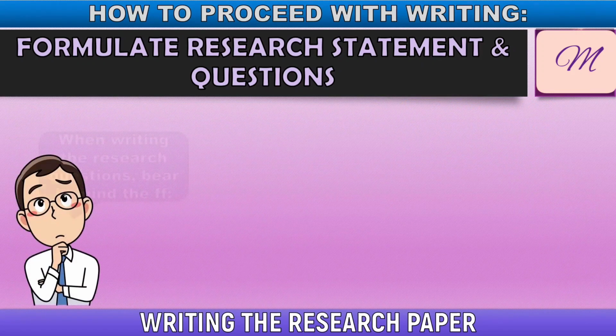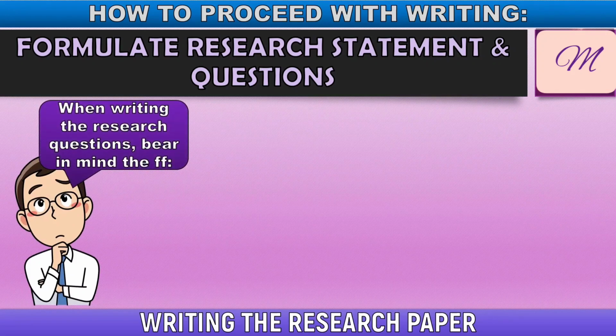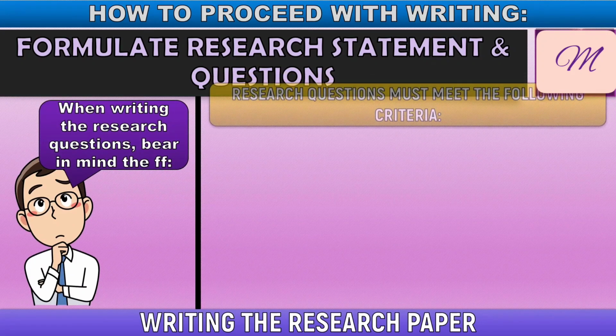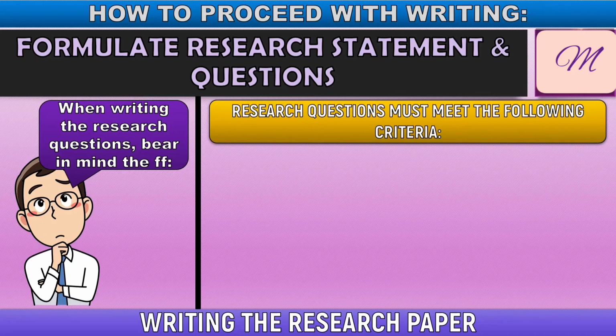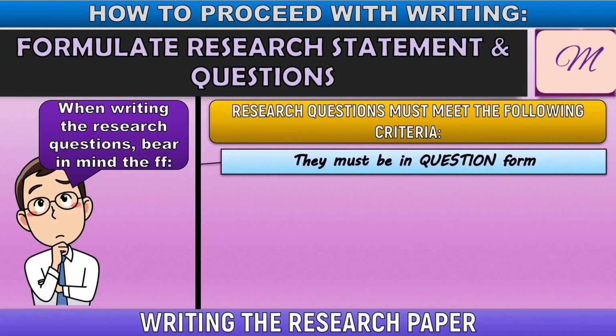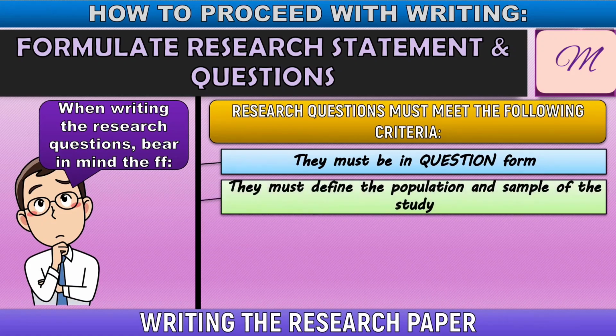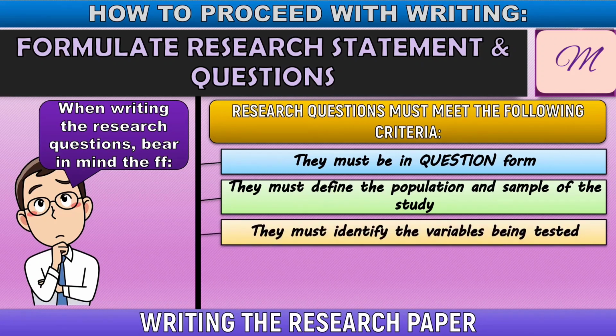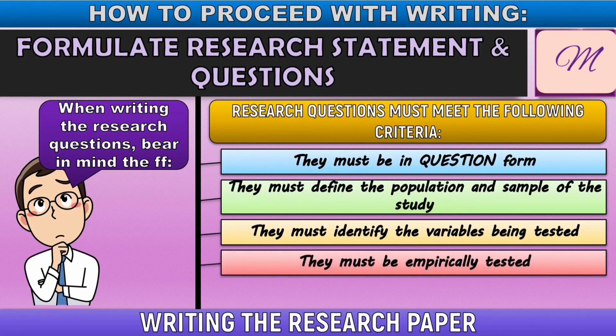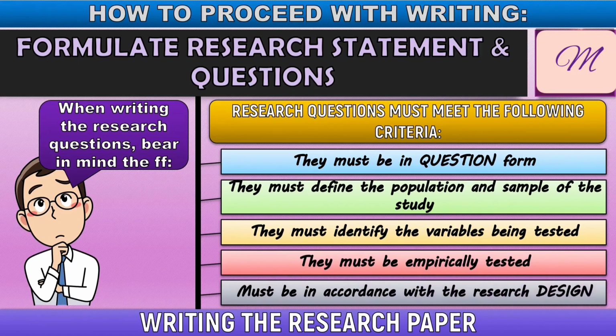Of course, when writing the questions, bear in mind the following. Research questions must meet the following criteria. First, they must be in question form, hence it is a research question. Second, they must define the population or the sample of the study. Third, they must identify the variables being tested. Fourth, they must be empirically tested, and of course, they must be in accordance with the research design.